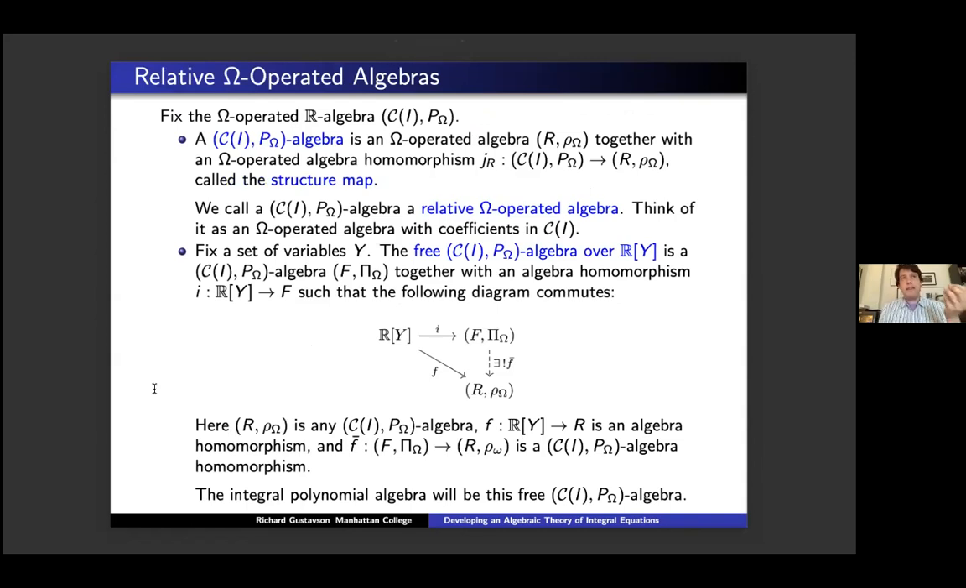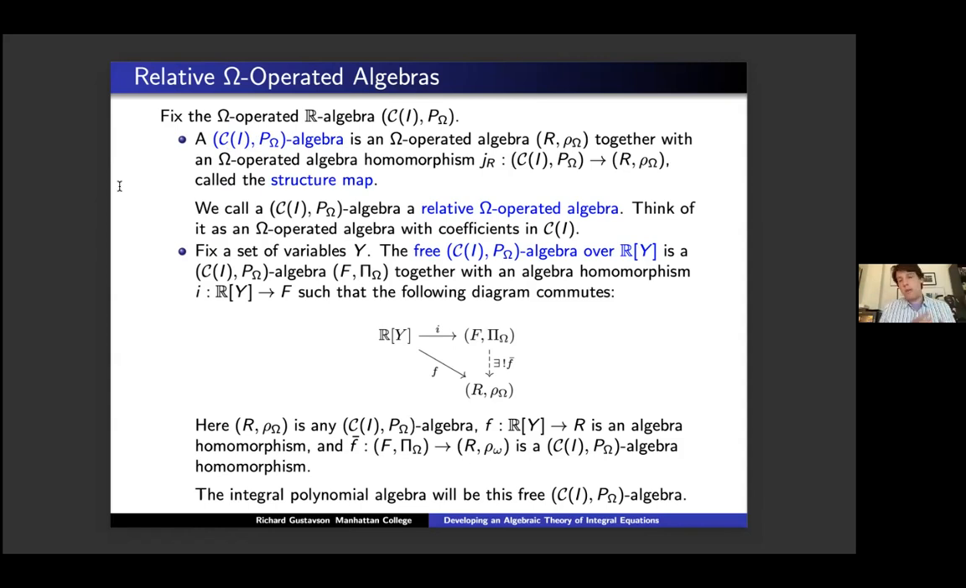So this operated algebra is going to be the coefficient algebra when we define our integral polynomial algebra. And the polynomial algebra itself is going to be what we call a relative operated algebra. We're calling this a C of I, P omega algebra. Here, this is our fixed operated algebra, and we're defining a relative algebra with respect to this. It's just another operated algebra together with a structure map, sending the elements of our base algebra into our new operated algebra R.